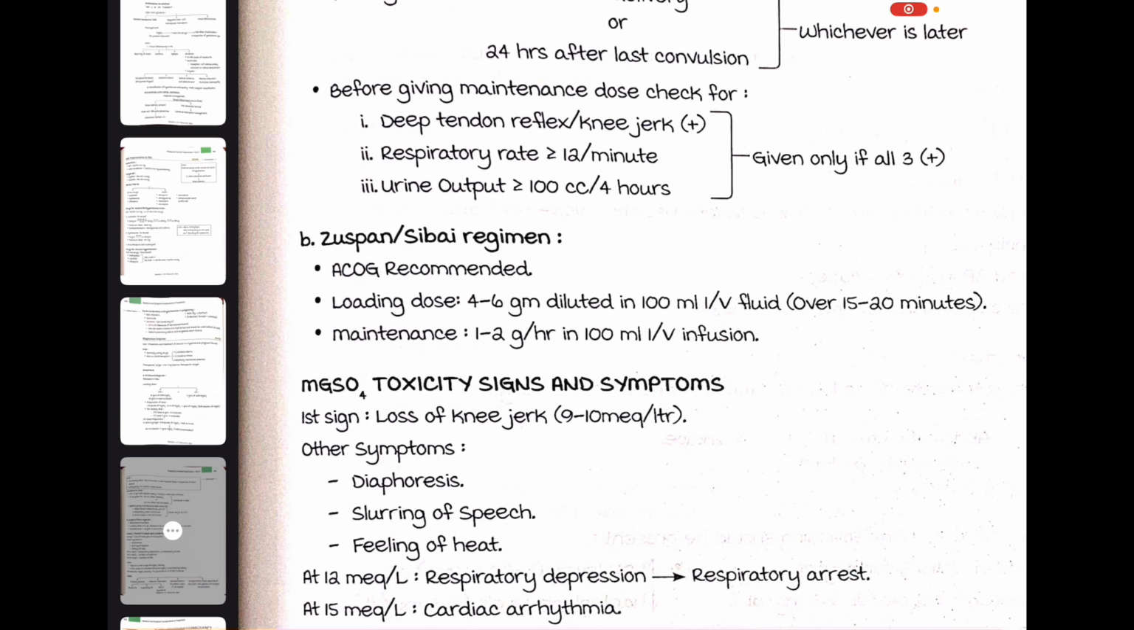Zuspan regimen, ACOG recommended. Loading dose 4 to 6 grams diluted in 100 ml IV fluid over 15 to 20 minutes. Maintenance 1 to 2 grams per hour in 100 ml IV infusion.